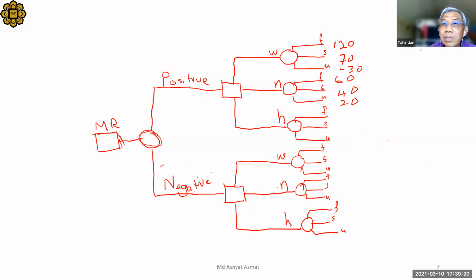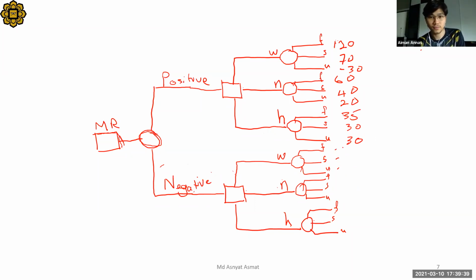35, 30, 30. Okay, so the bottom one is the same. You use the same numbers, 120 here, exactly the same set. I just give you the idea. Okay, let's look into the probability which we worked on just now.